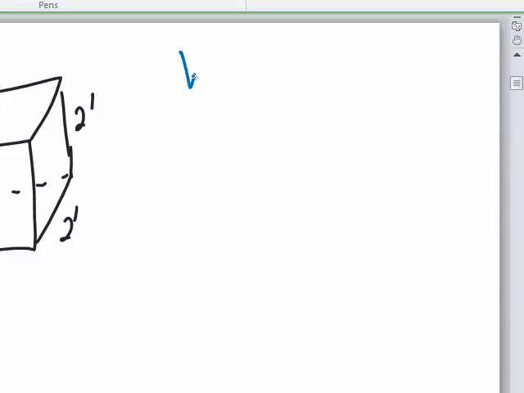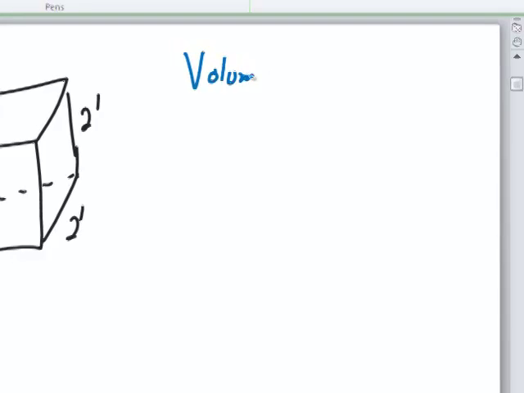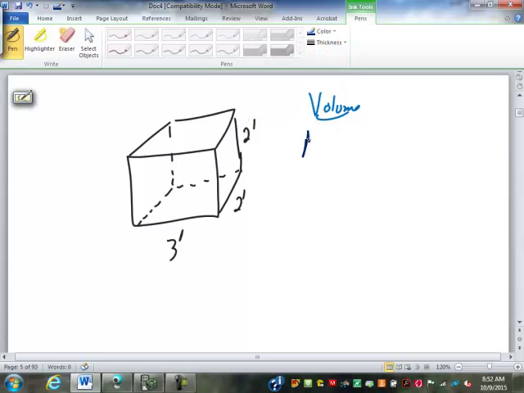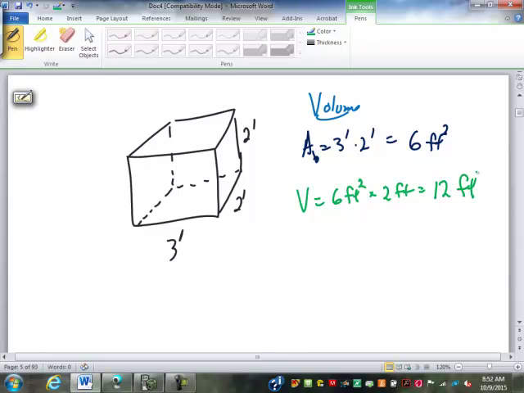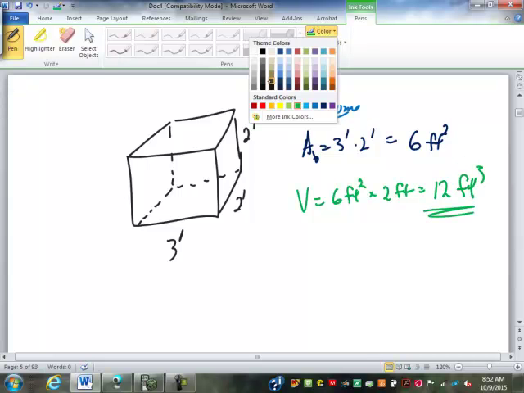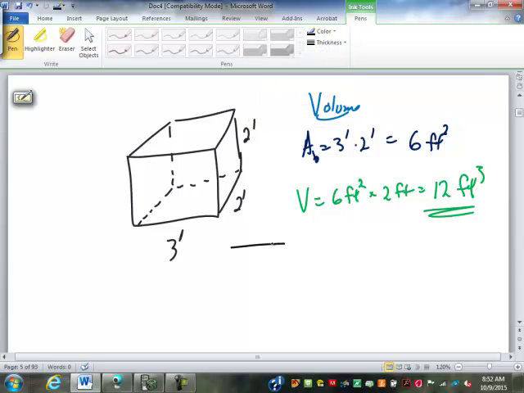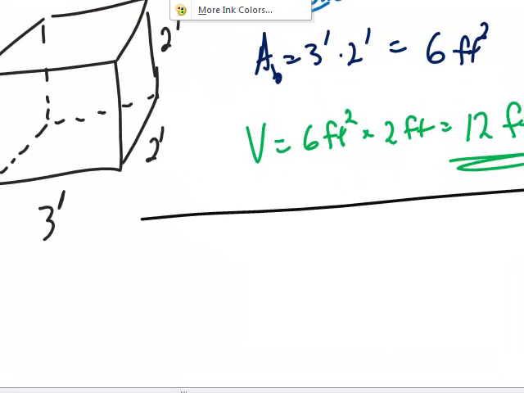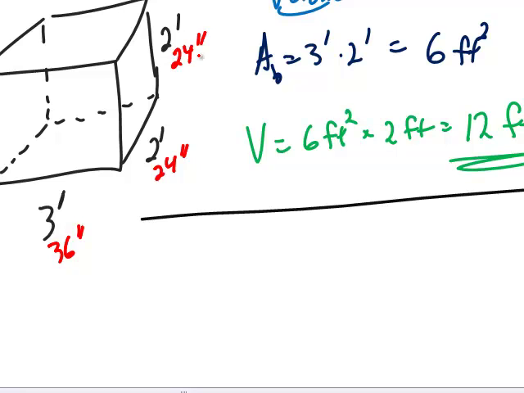So here, if I want to find the volume, I can do my area of the base, which is going to be 3 feet times 2 feet, giving me 6 square feet. So my volume is that 6 square feet times my 2 feet of height, or 12 cubic feet. What if, however, I converted this to 36 inches, this to 24 inches, and this to 24 inches?